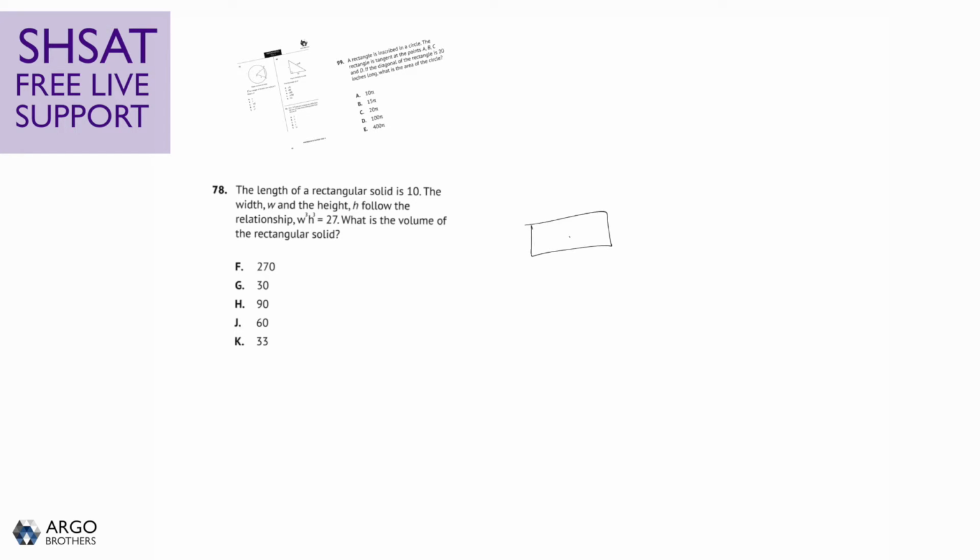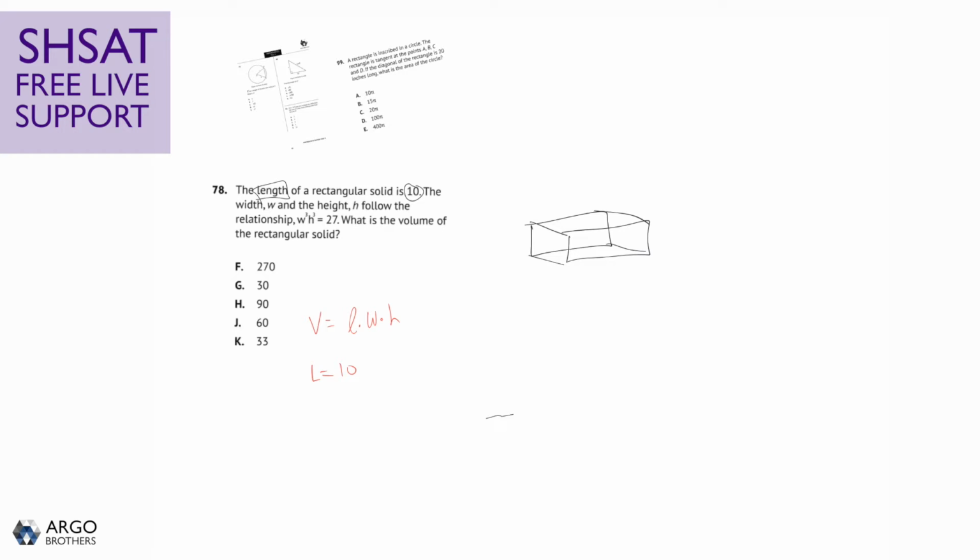So here is my rectangular solid, and I'm trying to find out the volume. The first thing you have to know is, how do I find the volume of a rectangular solid? And you should know that the formula is length times width times the height. Now what does the question say? It already tells us that the length is 10, so L is equal to 10.